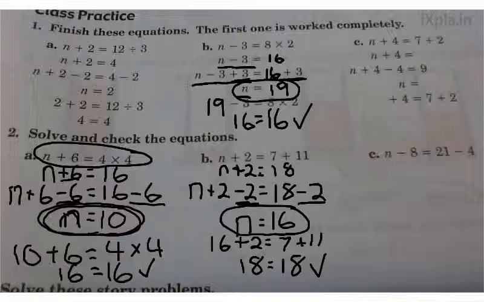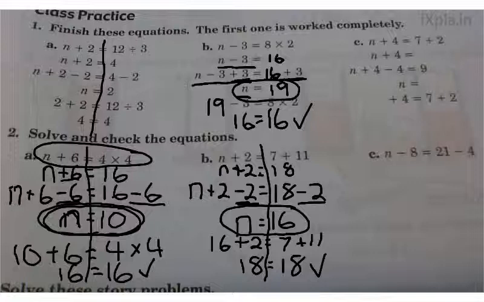I would like you to try to, when you're doing these problems, line up your equal signs. Notice how the equal signs are fairly lined up there, and when they do it, they have them perfectly lined up. So in this next one, if you haven't done that already, try to line up your equal sign as we do C together. C is n minus 8 equals 21 minus 4.